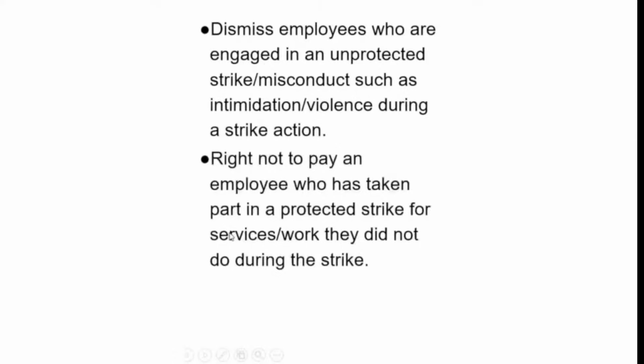Employers have a right not to pay an employee who has taken part in an unprotected or protected strike for services or work they did not do during the strike. Yes, no work, no pay. So no production of goods and services, no payment. Even in a contract, it is specified that if you don't render any form of service, you are not going to be paid for it.